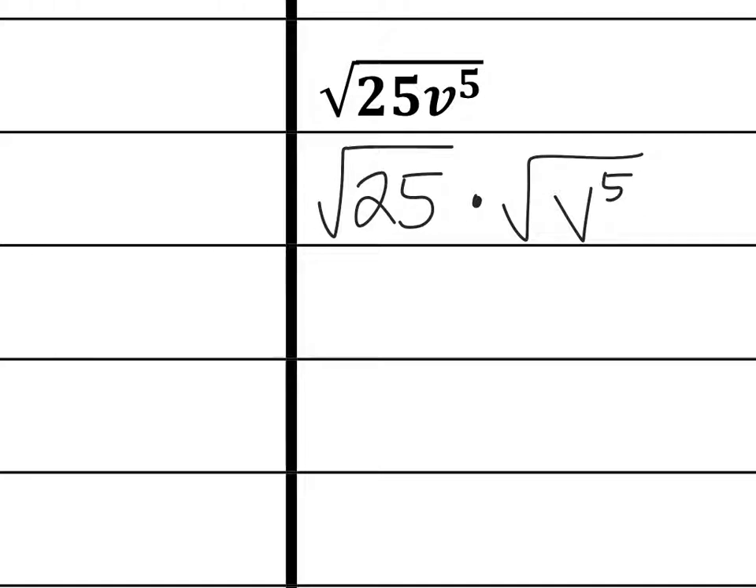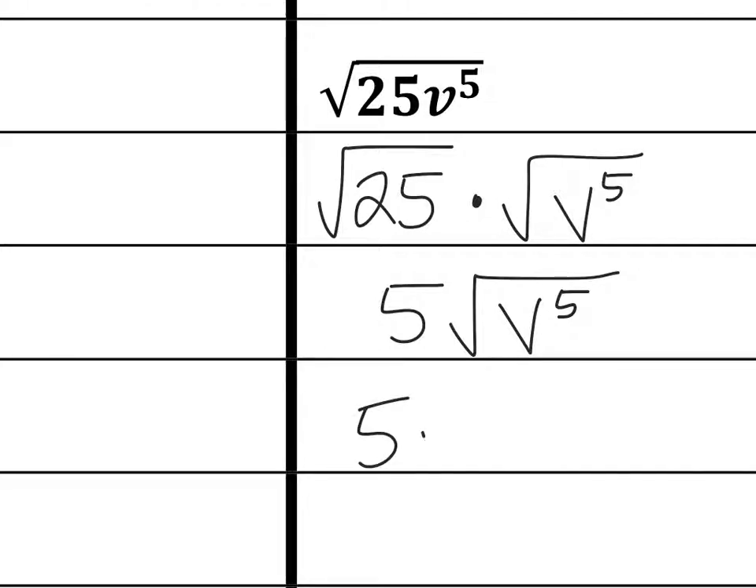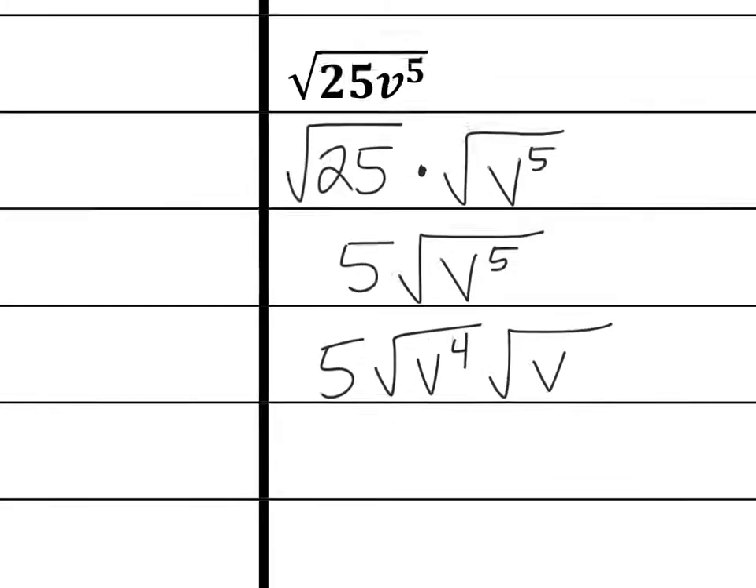What's the square root of 25? 5. Okay, so you've already done one thing to simplify it. But you've got that pesky variable in there. So remember, we're looking for even numbered exponents. So can someone explain to me, what should I break this up into, Southwick? V to the 4th times v to the 1st. V to the 4th times, I'm just going to put v, but that means v to the 1st.